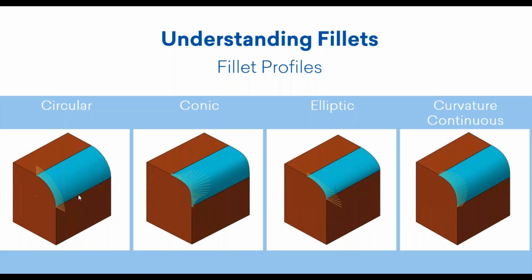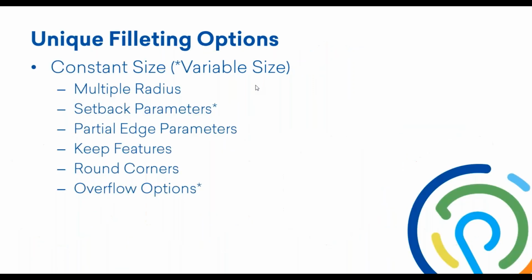With all that out of the way, let's dive into some of our examples. For unique filleting options, that's pretty much what this webinar is going to focus on. There's a lot for constant size, and I'm going to have an example of all of these, hopefully, and show you how to use each option and where you might want to use it. The ones with the asterisk are also applicable to a variable size fillet, but for the most part, these options are unique to your constant size fillets.